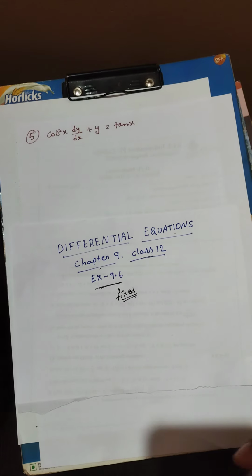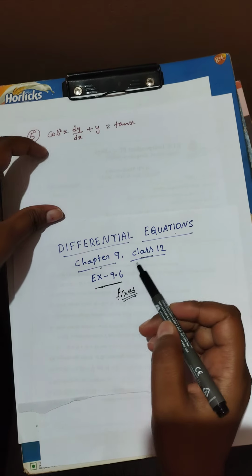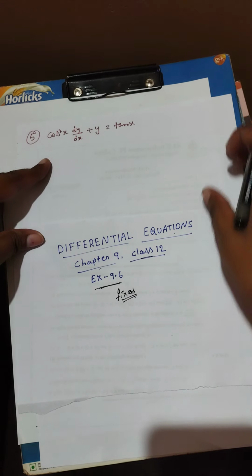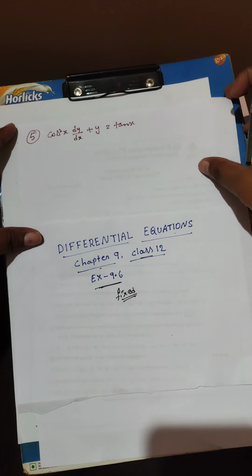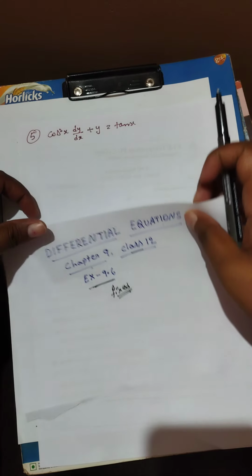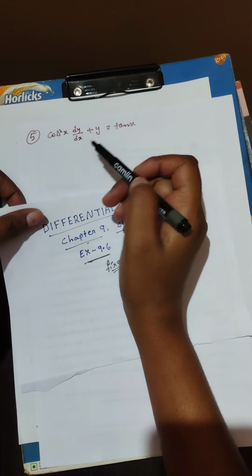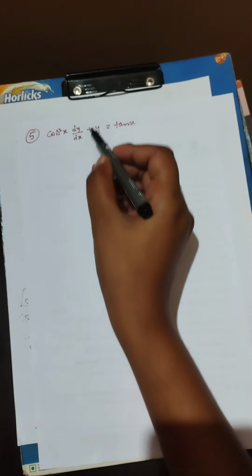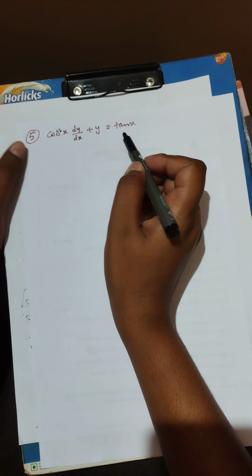Here we are solving some problems on differential equations, chapter 9, class 12, exercise 9.6. In this exercise, 5-mark questions we can expect. Here I am taking some questions which are from the question paper. Observe the problem: cos square x dy by dx plus y equal to tan x.